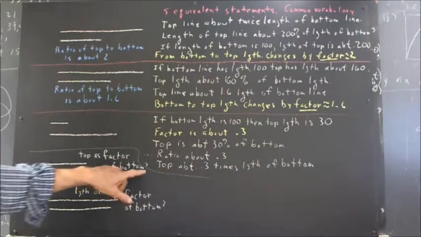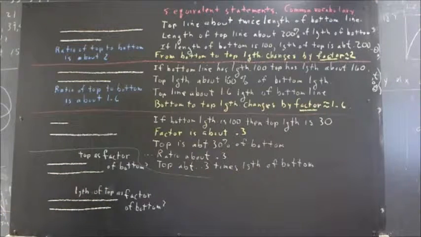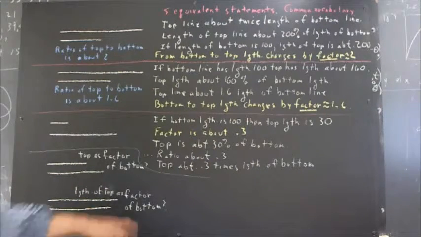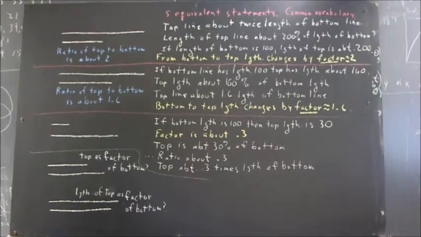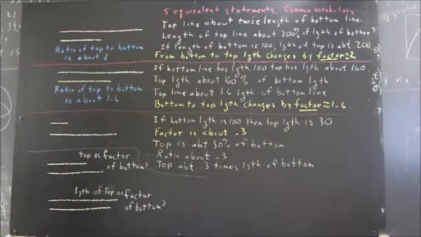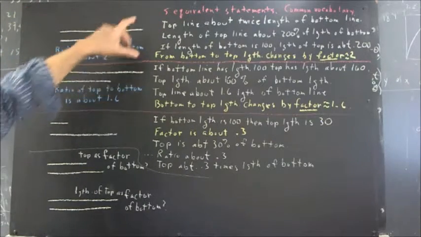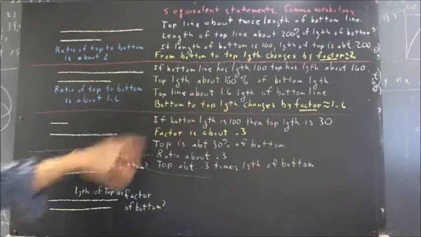The top is a factor of the bottom, meaning really the length of the top as a factor of the length of the bottom. And I didn't put length of in here, and I should have. But I'm going to assume that's implicit. It's important to state things as clearly as possible, as I did up here, at least as clearly as I thought possible. And then I started abbreviating my statements here.